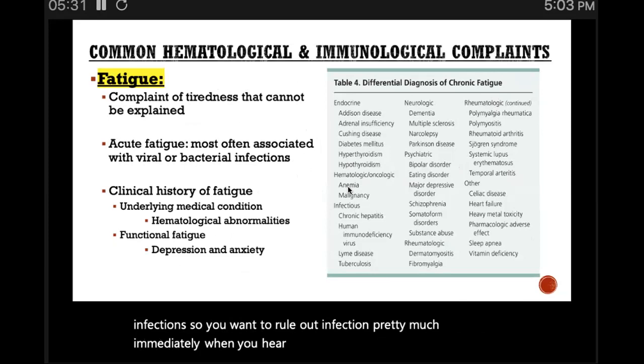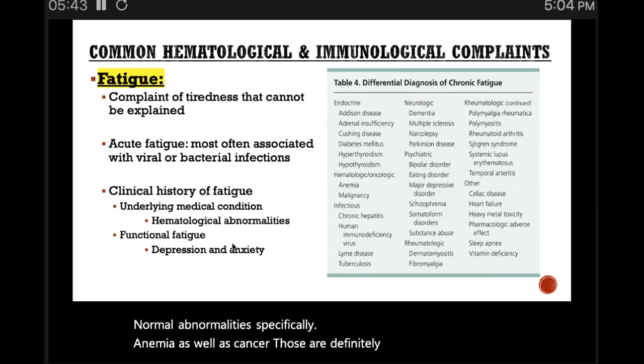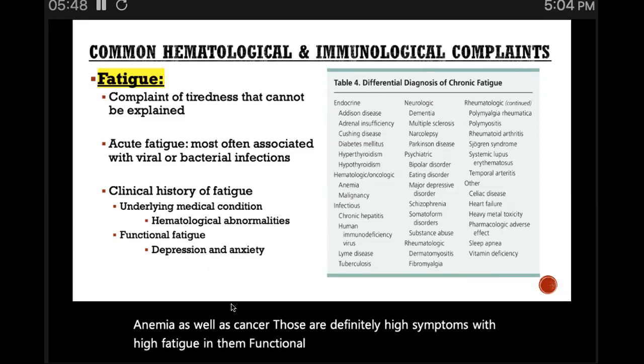You want to consider underlying medical conditions, hematological abnormalities, specifically anemia as well as cancer. Those are definitely symptoms with high fatigue in them. Functional fatigue, we want to also rule out depression as well as anxiety.